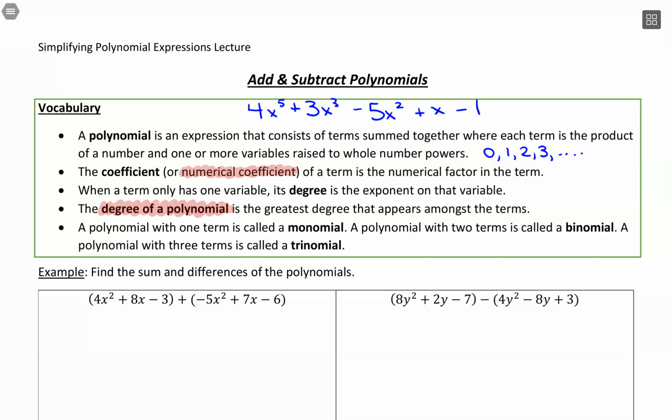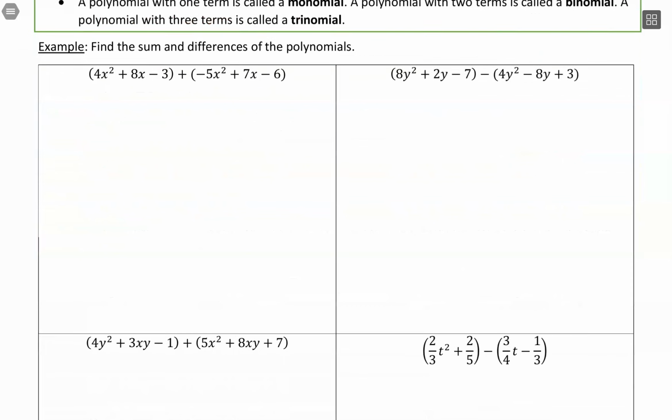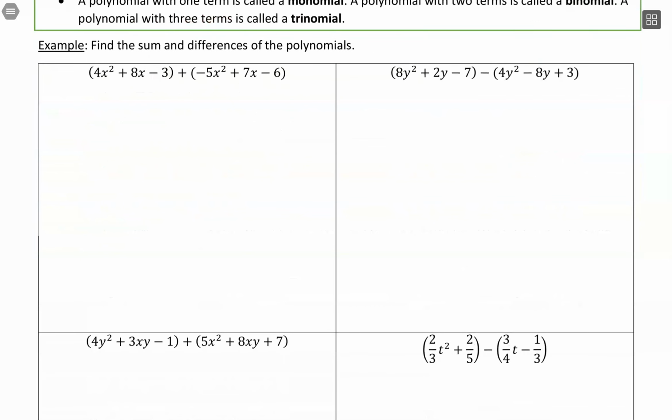If a polynomial is only one term, we call it a monomial. That one always gives me a little trouble. Monomial, and then 2 terms would be a binomial, and then if it was 3 terms, a trinomial. And then anything beyond that, we just say polynomial. Okay, so now that we have that vocabulary, let's look at adding and subtracting polynomials.